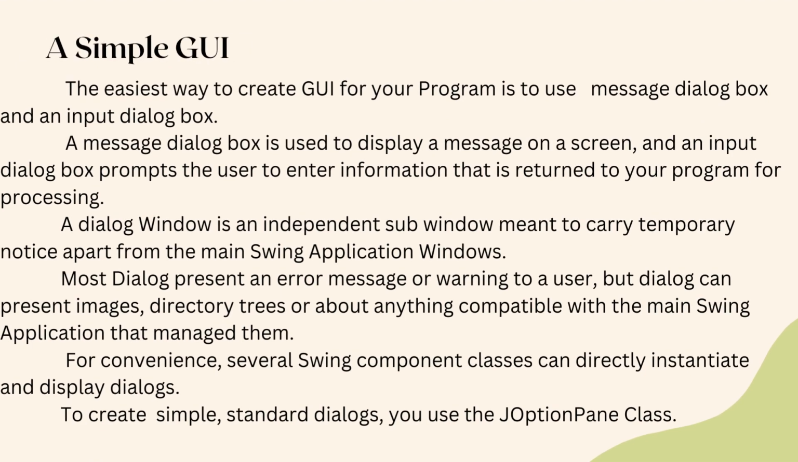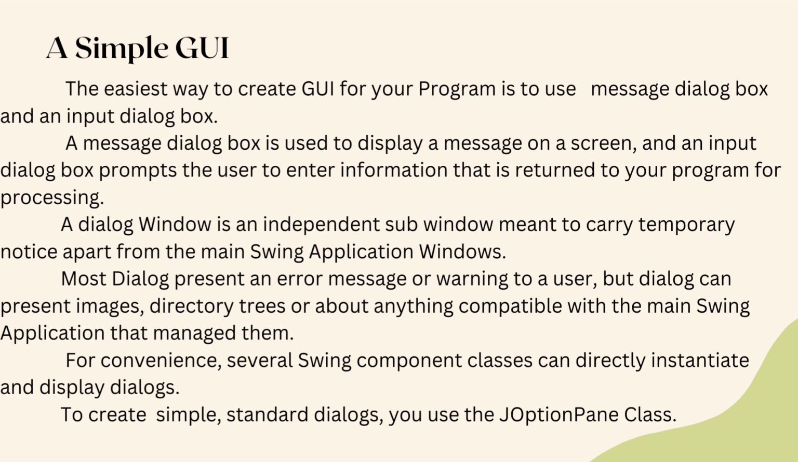A simple GUI. The easiest way to create a GUI for your program is to use a message dialog box and an input dialog box. A message dialog box is used to display a message on a screen, and an input dialog box prompts the user to enter information that is returned to your program for processing.